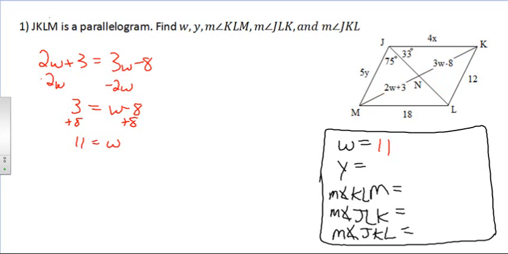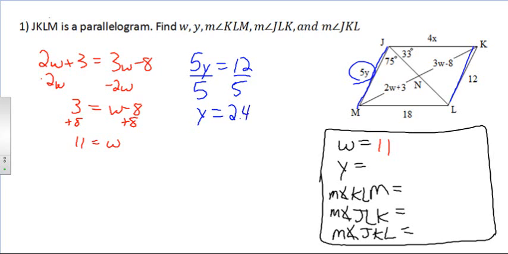All right, now that we have W, we can move on and try to figure out Y next. If we look at Y, the only thing I see with a Y in it is the length JM here, that's 5Y. Well, we had a theorem that said opposite sides of a parallelogram are congruent to each other. So the 5Y has to equal the side across. So JM is congruent to KL, makes my 5Y equal to the 12. So when I divide by 5, I get Y is 2 4/10.